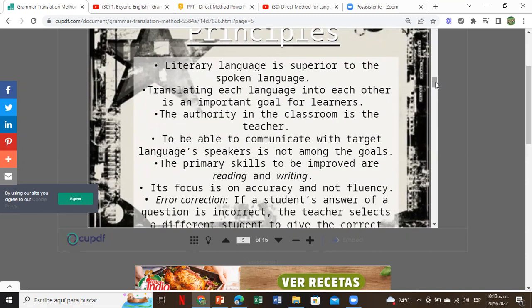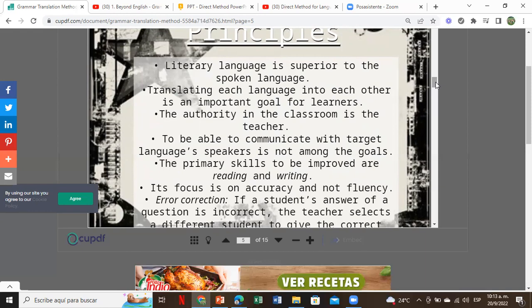The authority in the classroom is the teacher. It means, okay, you are the person in charge all the time. Montessori doesn't exist. It doesn't let the students work in their own way. Yeah, but this is for kids, kindergarten, maybe first grade. But for middle, intermediate, and high school and superior, you are the authority in the classroom.